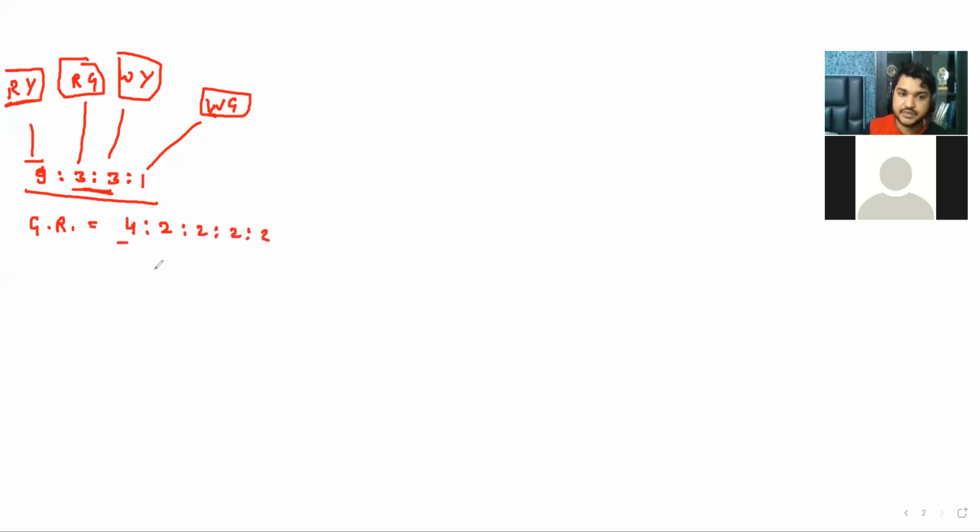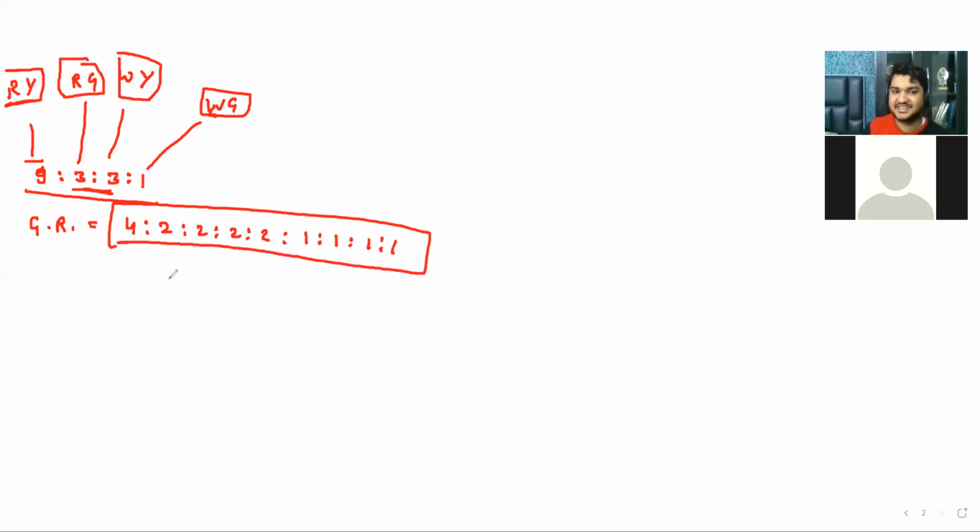First write 4, then write 2 four times, and then write 1 four times. Does that equal 16? Yes, total 16 it is. These are the genotypic ratio: 4, 2, 2, 2, 2, then 1, 1, 1, 1.